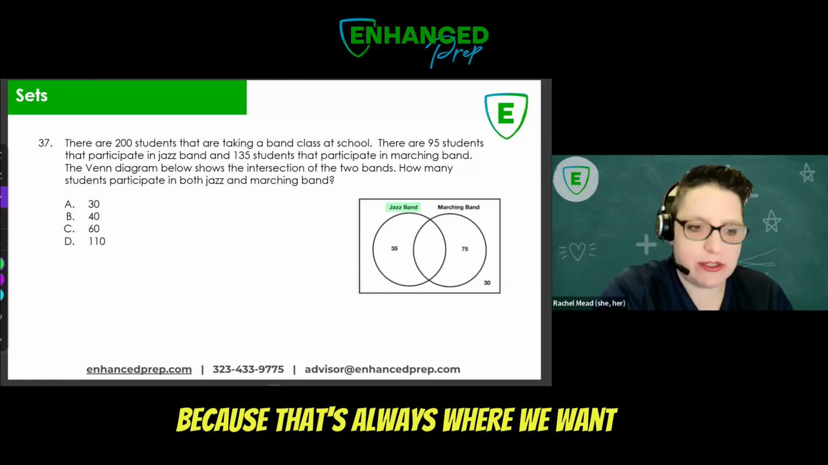We're going to take a look at sets, and this set happens to have a Venn diagram, which is this little set of overlapping circles down here inside the box. So let's take a look and see what we have going on based upon our graphic, because that's always where we want to start.